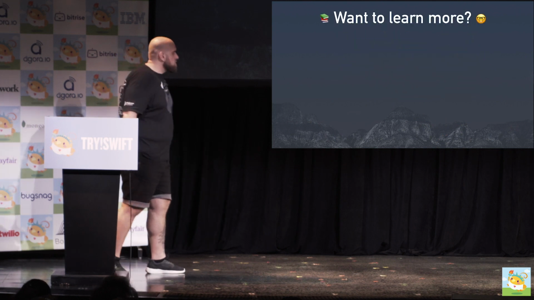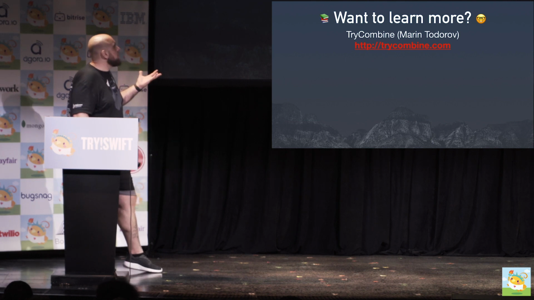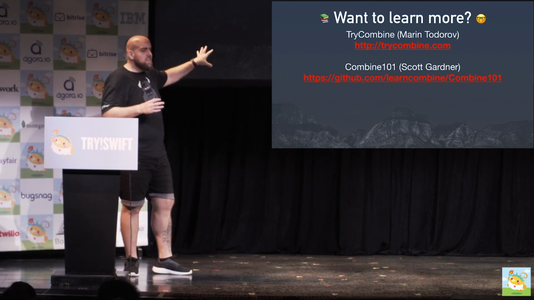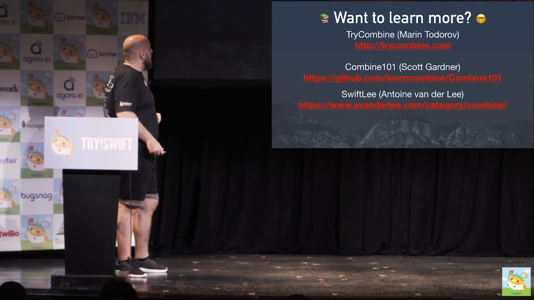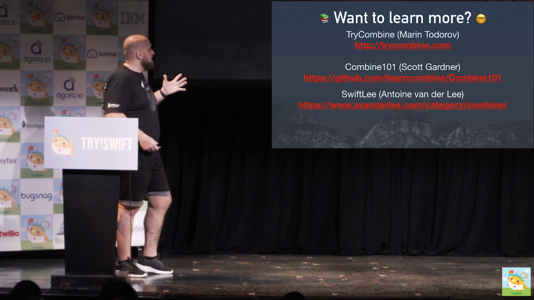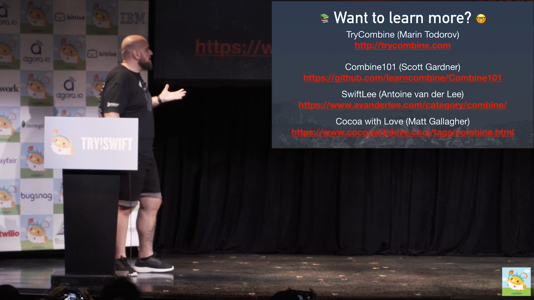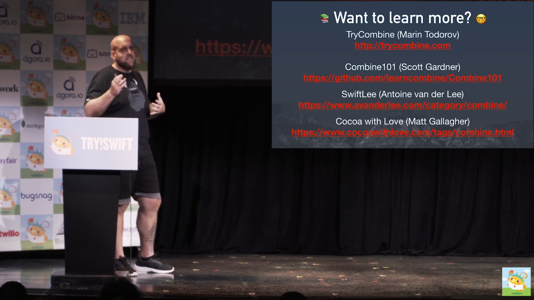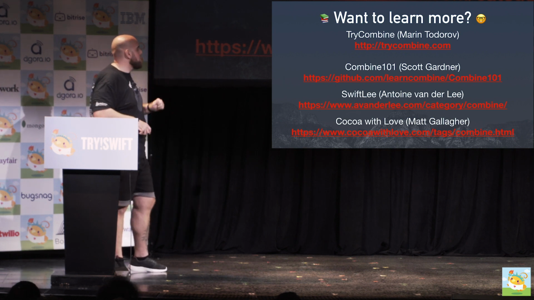If you want to learn more, a couple of good resources I want to share with you. First of all, there's Try Combine by Marin Todorov, a very nice blog, really recommend it. There's also Combine 101 by Scott Gardner that has a GitHub page with really much of the things that I taught you here just laid out in textual form and a bit easier to follow for some people. Antoine van der Lee has SwiftLee. He has a whole category about Combine that you should read, very interesting posts. And Cocoa with Love by Matt Gallagher. This is one of my favorites because he kind of tackles Combine from very interesting angles that people usually don't necessarily try. I'm going to send you all these links later. No worries. You're going to get them with the slides.